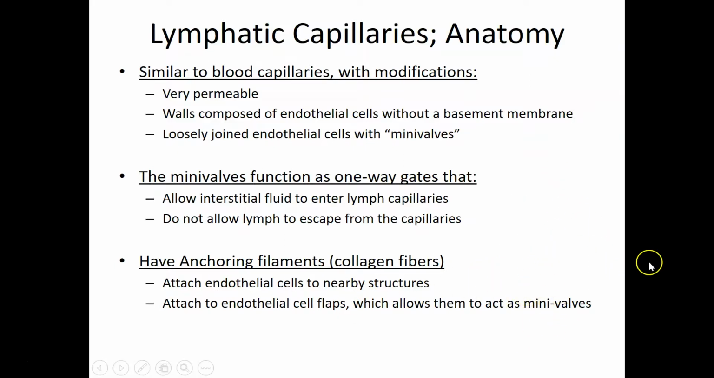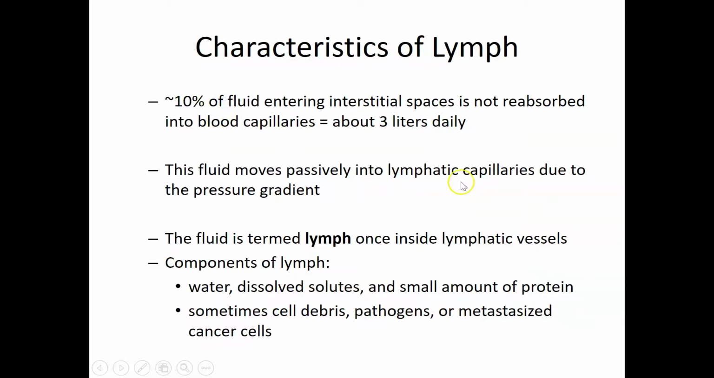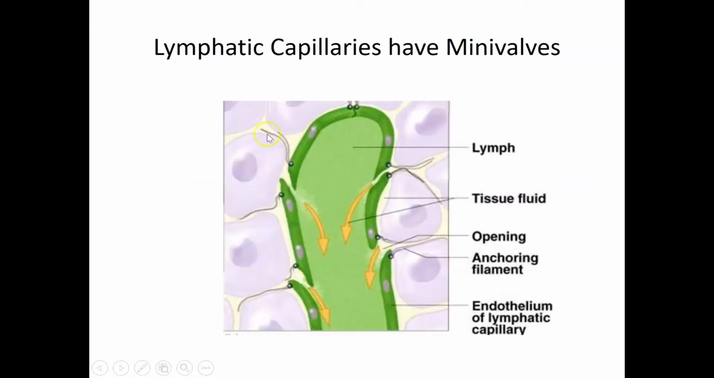So let's see how these work in a situation when here is the flap, here are the fibers, they're called anchoring filaments. They're attached to some other structure in the tissue. Let's say you have a lot of fluid in this tissue. So there's swelling in the tissue for some reason. That creates a lot of fluid, and that fluid is going to put a lot of tension on these filaments. Tension is going to pull this mini valve flap open. When the flap opens, the fluid that's present in excess in the tissue is going to rush into the lymphatic capillary.